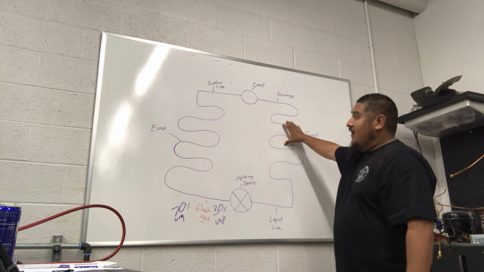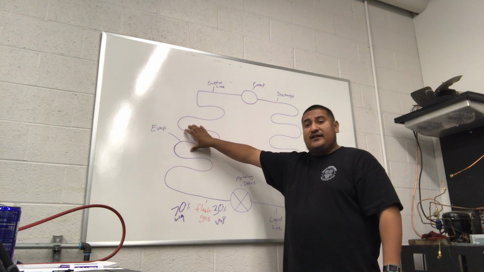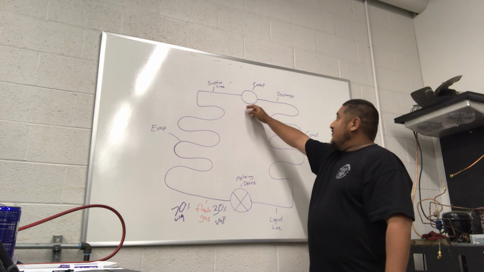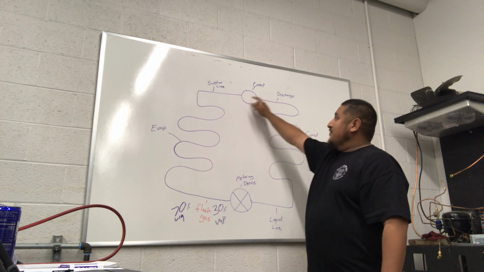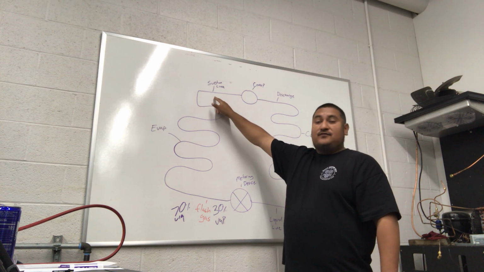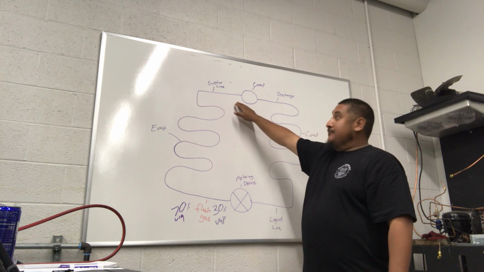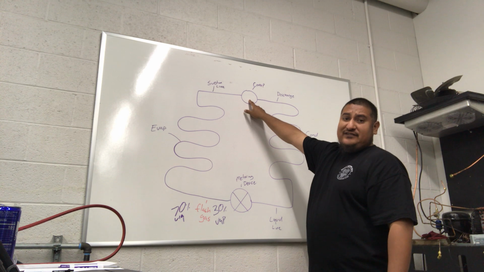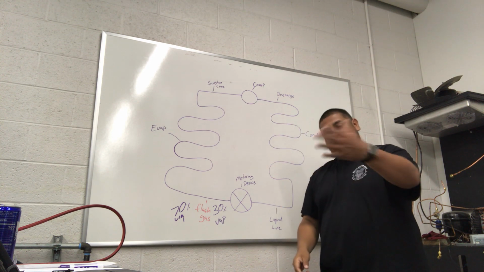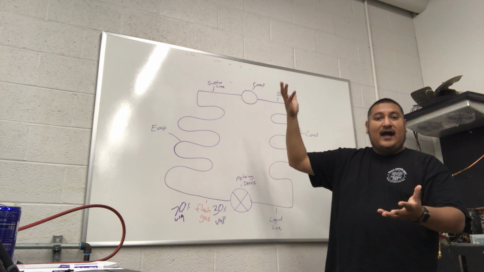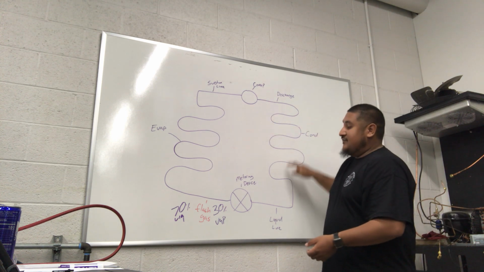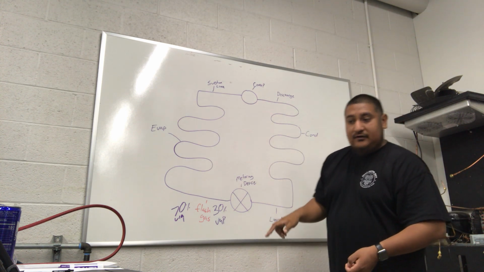So again, we got our high side and we have our low side here. So this compressor, just like I told you guys earlier, it's discharging gas. So this is where we get our gas from. So after we boil all that liquid off, we should have nothing but gas here. This compressor sucks on that gas, compresses it, and takes that low pressure gas and makes it a high pressure gas. And then it begins to cycle over and over and over again.